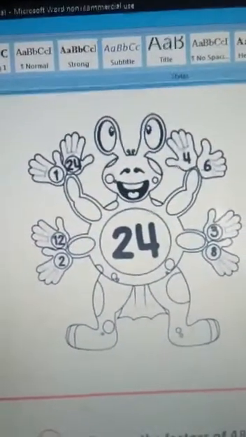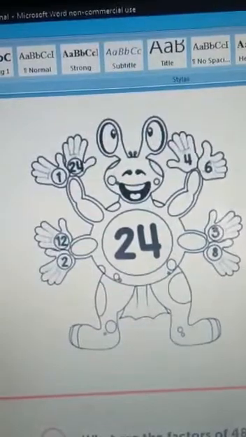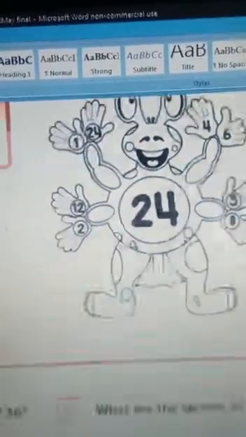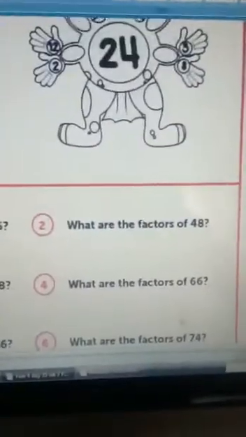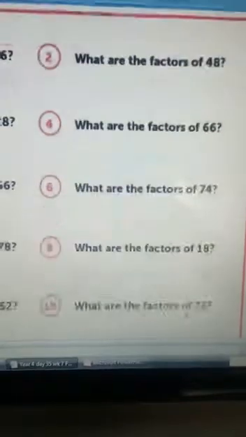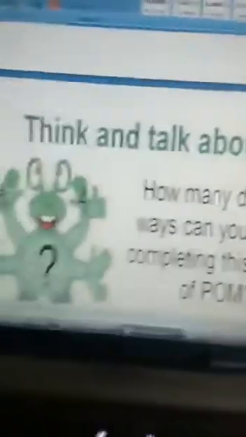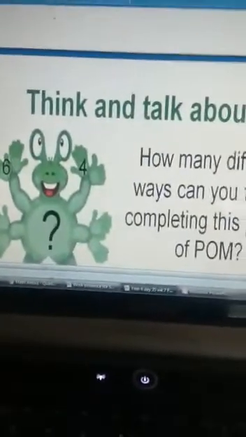So 24 has 8 factors. And you can go through these. Your knowledge of the times tables are very important for you to find all the factors of these numbers. So you've got 2 pages there, and then you've got a problem to prove it.